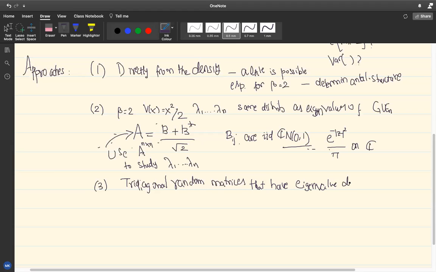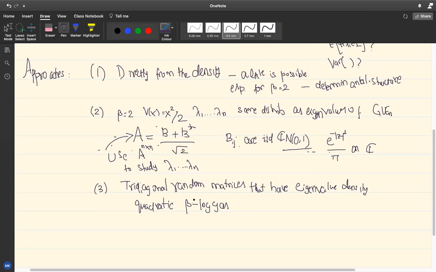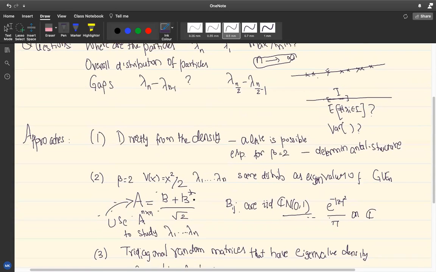The joint eigenvalue density of these tridiagonal matrices is going to be the beta log gas. Beta log gas is the joint density I mentioned, but this is, let's say for now, quadratic. It's still for V(x) equal to x squared, but for any beta, we can find a tridiagonal random matrix which has that joint density. So this turns out to be more useful. So this is what I'm going to say.